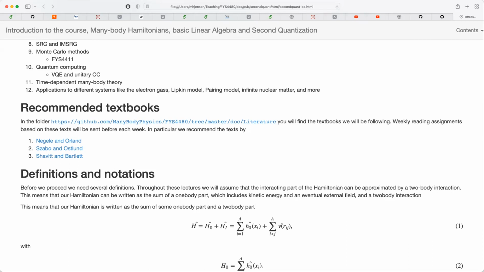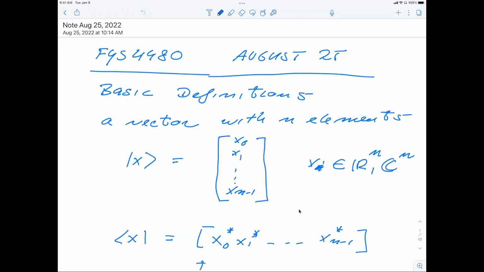Okay, so let me switch to the whiteboard and quickly remind you of where we ended yesterday, and then we are going to move on. So what we did yesterday was to bring up several basic definitions of notation which we will use throughout the course. So we will typically use the bracket notation.